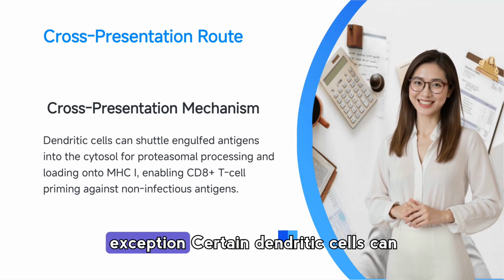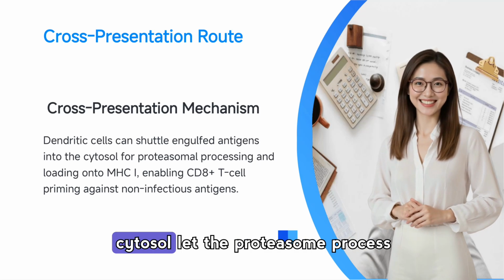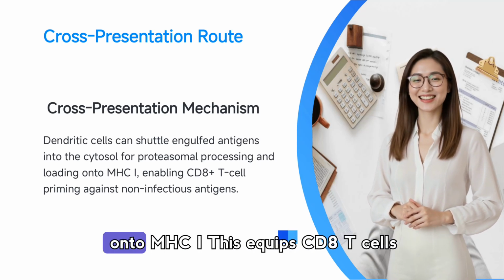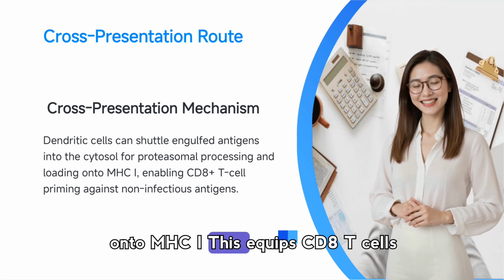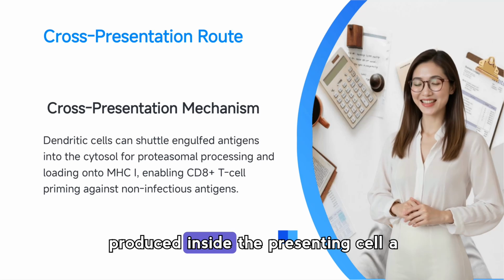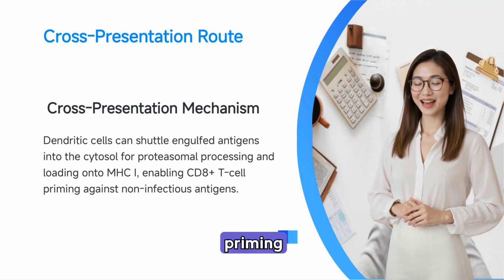Cross-presentation is the clever exception. Certain dendritic cells can divert engulfed proteins into the cytosol, let the proteasome process them, and load the resulting peptides onto MHC-I. This equips CD8 T cells to recognize antigens that were not produced inside the presenting cell, a key tactic for anti-tumor and antiviral priming.